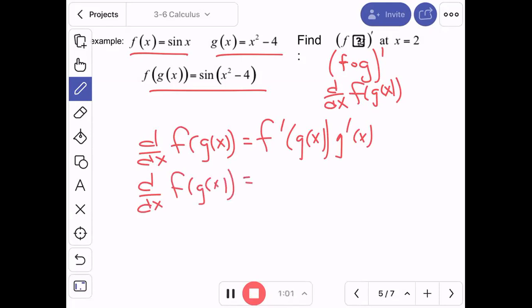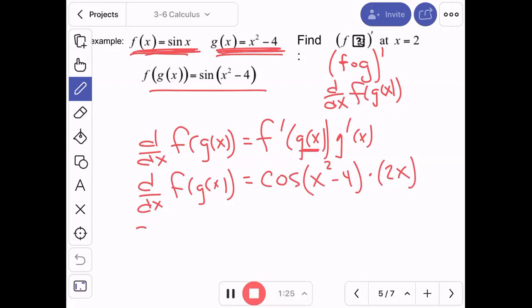The derivative of the f function is the cosine function, but it's the cosine function in terms of the g function. So I'm going to do cosine of x squared minus 4 times the derivative of the g function. Well, what's the derivative of the g function? That's easy. That's just 2x.